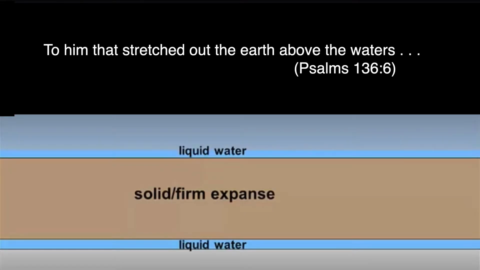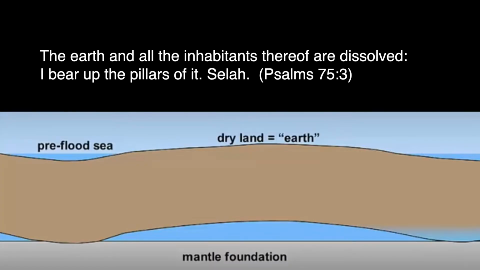And for most of Walt's life, he was an evolutionist, but then he became a creationist based on the evidence and based on some of the Bible. There's verses in the Bible that validate what he's saying. To him that stretched out the earth above the waters, that's Psalm 136:6. The earth, yet all the inhabitants thereof are dissolved. I bear up the pillars of it. Selah. That's the pillars. It's where the granite and the basalt are touching.